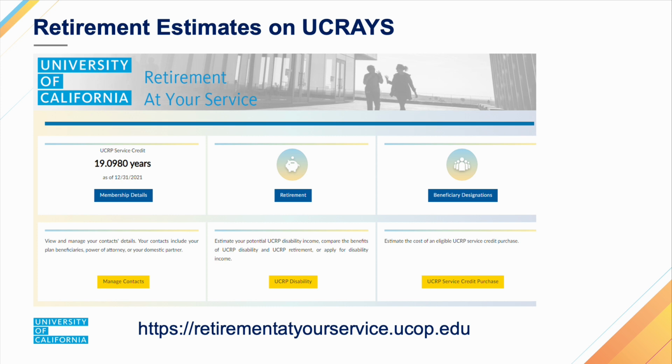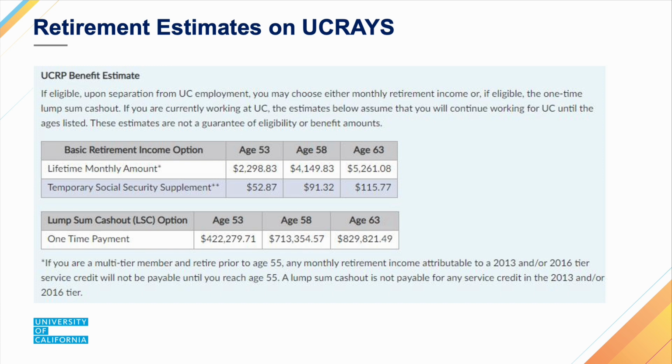In the middle, you'll notice that there is a retirement button. And if you click on that button, that would allow you to both prepare retirement estimates, and once you're ready to elect, you can initiate your retirement through the UC Raise portal as well. On the screen, you can view the basic retirement income estimates for various ages, including any temporary Social Security supplement or lump sum cash out you might be eligible to receive.